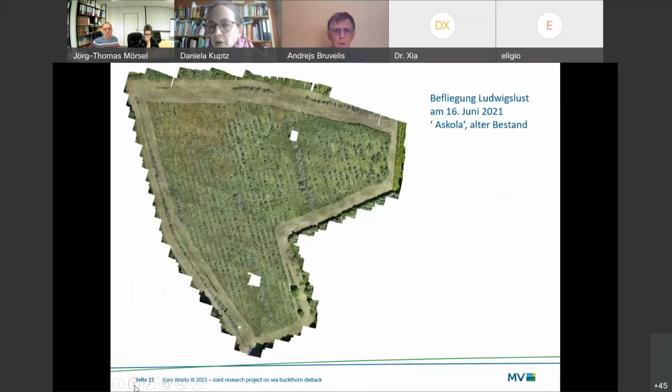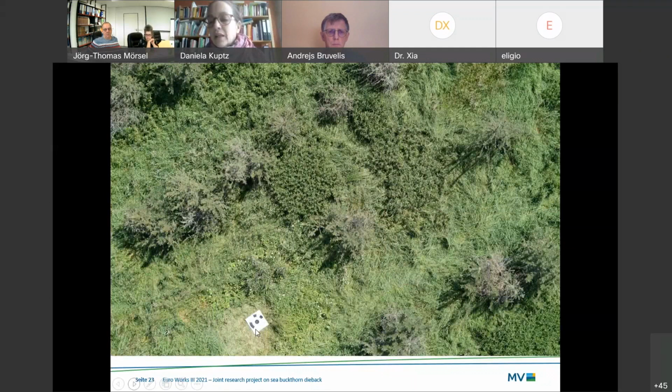This is a picture of our aerial photography in Ludwigslust. This is an orchard of Ascola, and it's already a very sad picture because there are only a few healthy plants left. If we look closer, you can see already gray parts that show dead branches beside green branches, and even completely dead plants.